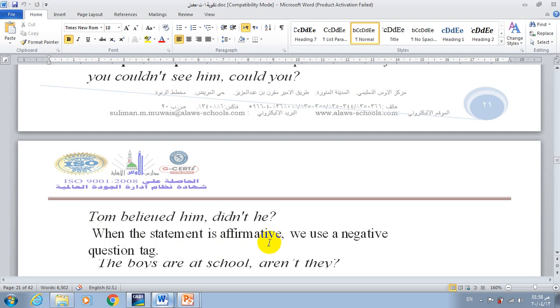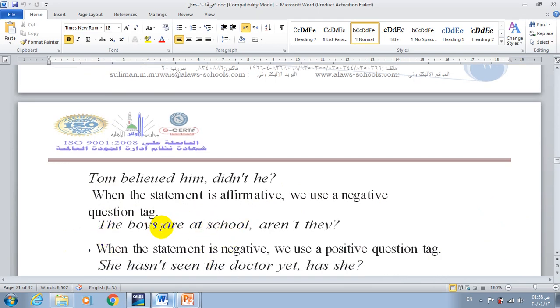When the statement is affirmative, we use a negative question tag, like I told you. The boys are at school. This is an affirmative sentence, so the question tag must be negative. Aren't they, and we use they instead of the boys because it is a plural noun. And when the statement is negative, we use a positive question tag. She hasn't seen the doctor yet. Has she? Here we use has instead of hasn't, because the main sentence is negative, so the question tag must be affirmative or positive. And we use the pronoun she because it's the subject of the main sentence.